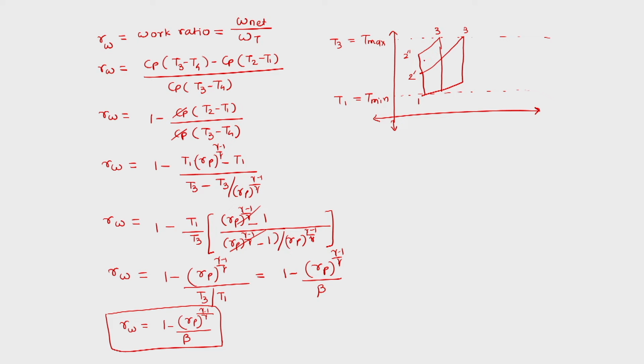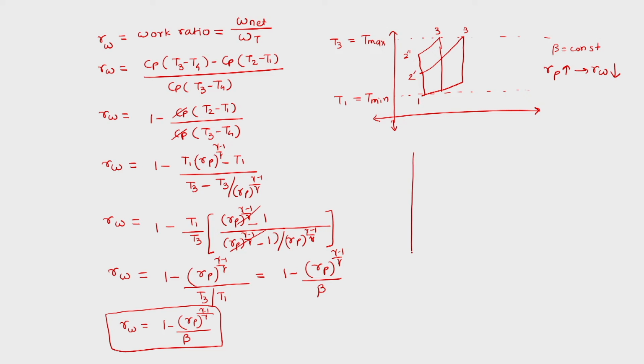Okay. So if beta is constant and if we increase Rp, then what would happen? Rw decreases, which is evident from this diagram. So we are increasing Rp. Instead of 2 dash we went to 2 double dash, and since we went to 2 double dash, we have increased compressor work input, but not much turbine work has been increased, so the work ratio has decreased.